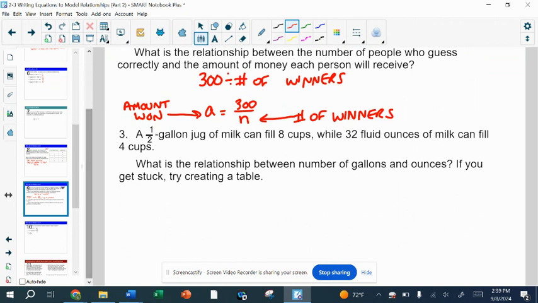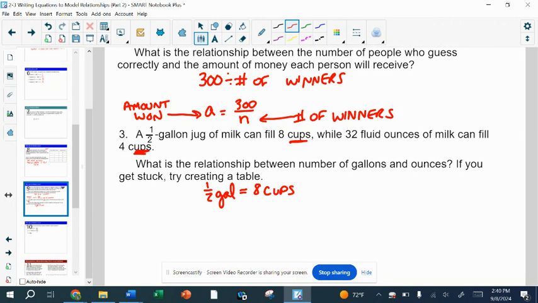Now, I would say that what's important here is that they give me 2 different things that both have cups. This had cups and this had cups. I know I'm trying to get gallons and ounces together, but let's write down what we know. So we know that a half gallon is 8 cups.